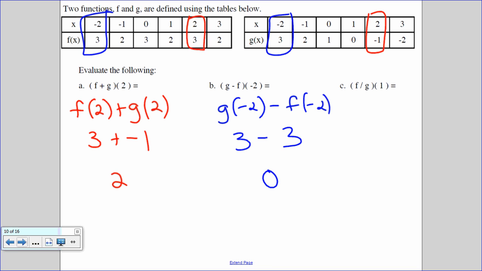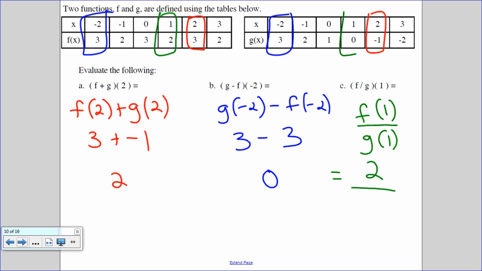All right, the last example here, f of 1 divided by g of 1. Let's see, f of 1 is right here. So that's equal to 1. Sorry, that's equal to 2. And then g of 1 is right here. So that's 0. So this is, we've seen this before, this is undefined. So we would say this output is undefined.